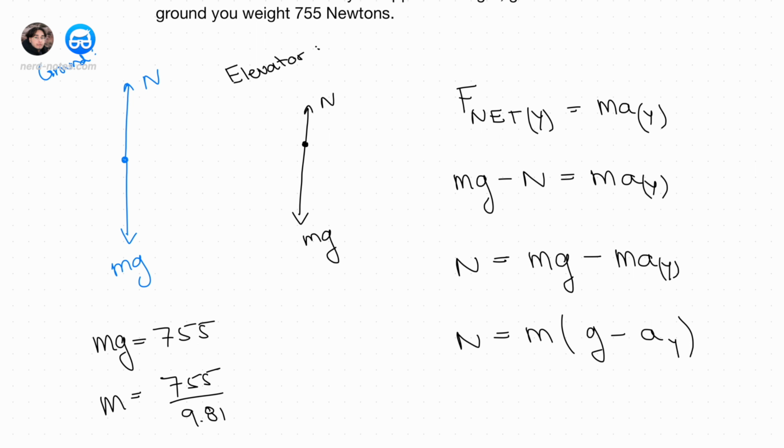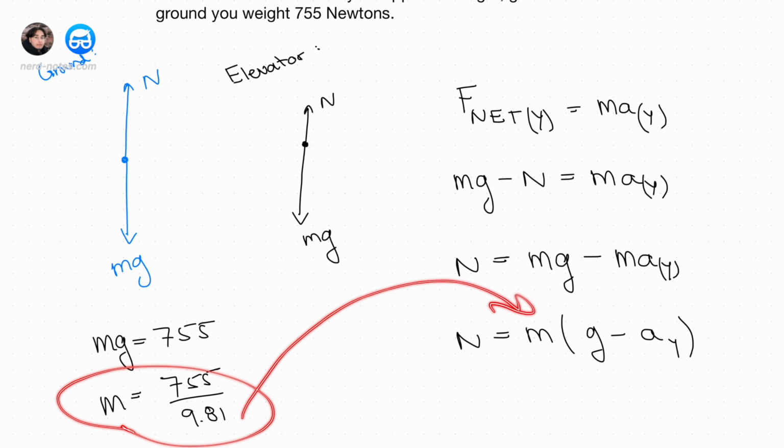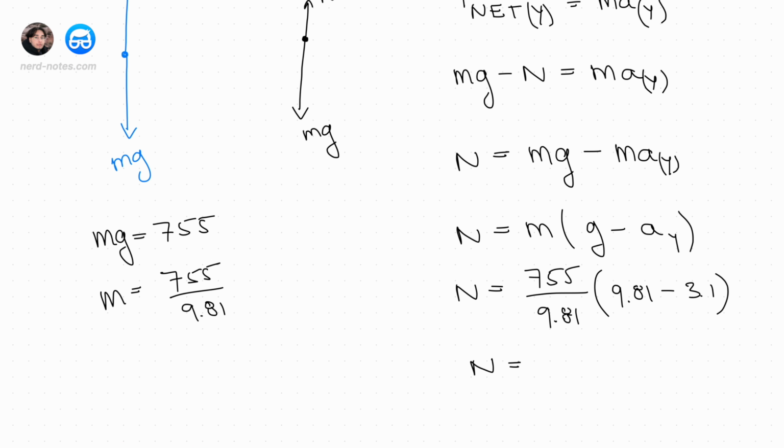And again, mass does not change. Mass is a constant no matter where you are. If you're in outer space, if you're in an elevator, if you're on a different planet, your mass is what you're made up of, and it doesn't change. Your weight is what changes with gravity, okay? Anyway, so this is your mass. We can plug that in.